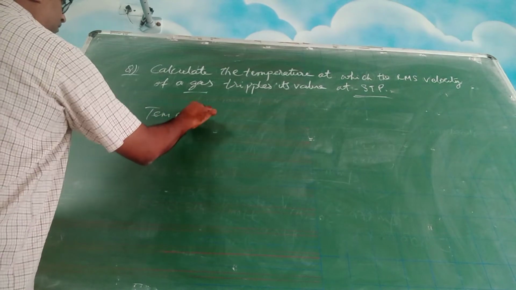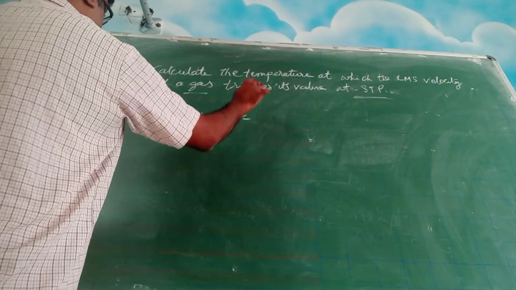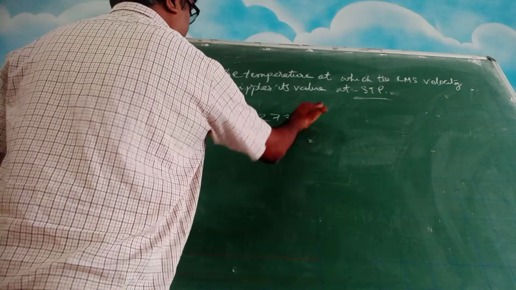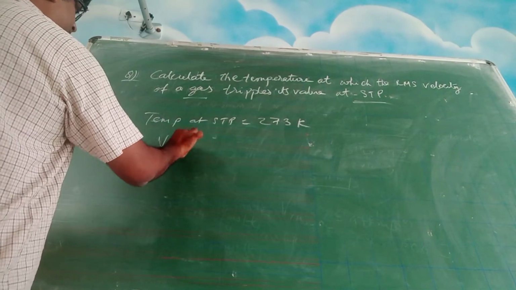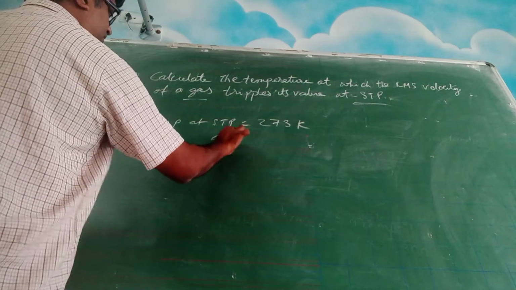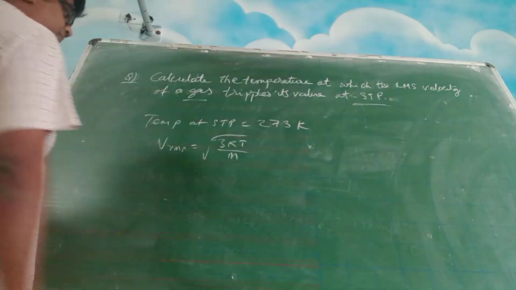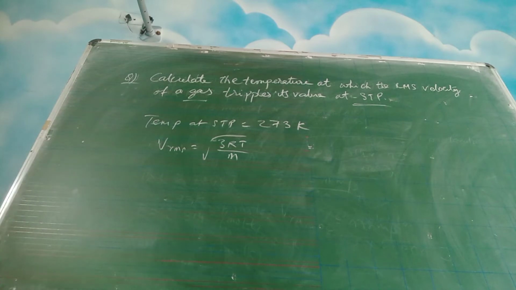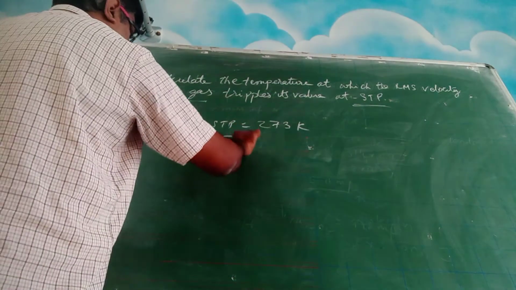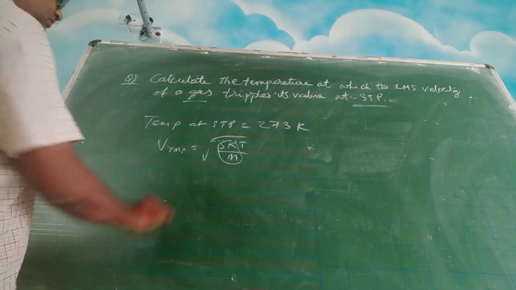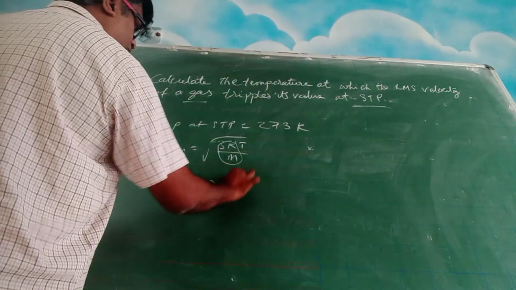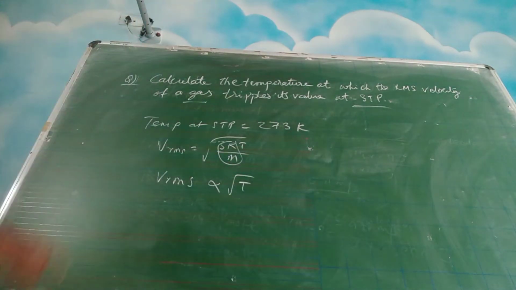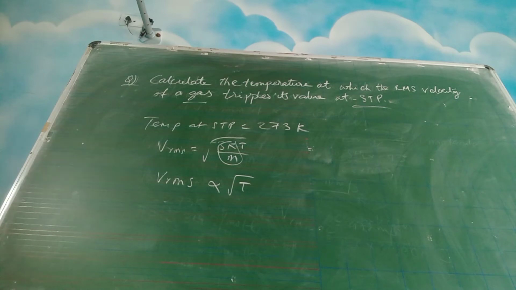Temperature at STP is equal to 273 Kelvin. Okay, so VRMS is equal to root over 3RT by M. You are calculating for the same gas, let us say, so this whole thing is constant, right? So VRMS is proportional to root over T. Now that T is in Kelvin.